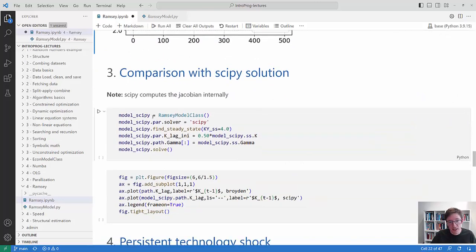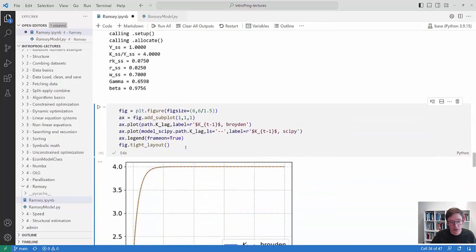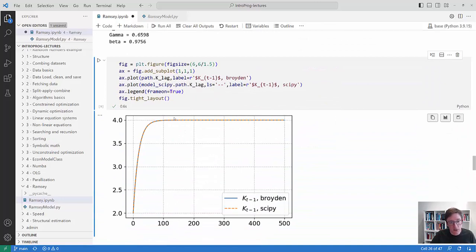First, let's just check that if we use the SciPy solver instead, and do all the same steps, then we get the same results. We will see they lie exactly on top of each other, so things are good here.